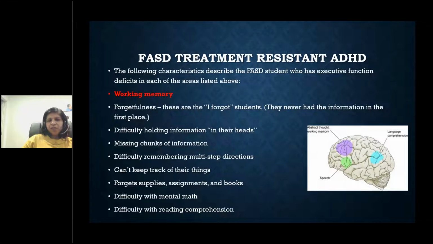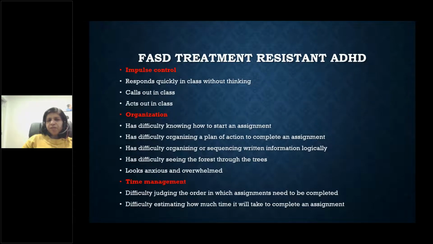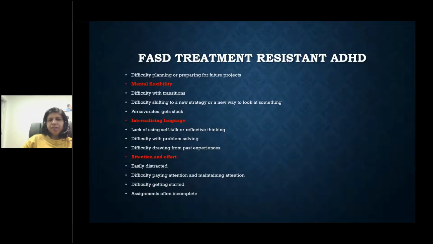If the working memory gets affected, then they will be forgetful, they will miss information, and these are all the different things which will give you an idea that their working memory is affected. If impulse control is affected, they will be very disruptive. They call out and act out in class. If organizational skills are the most affected, then they will struggle with the organization which is required to carry on their learning tasks. The next one is time management, so they will often not be able to complete the task in the time allocated. The same is true for mental flexibility, internalizing language, and attention and affect, if they are affected.